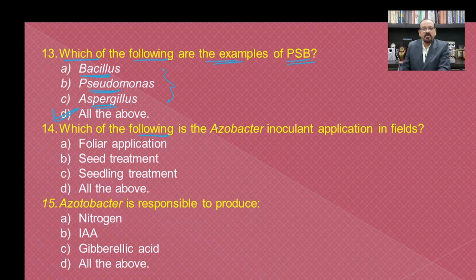Which of the following is the Azotobacter inoculant application in fields? Number one, foliar application, second, seed treatment, and third, seedling treatment. In all these ways, Azotobacter inoculant application is carried out in the field, and hence all of the above become the answer for this question.